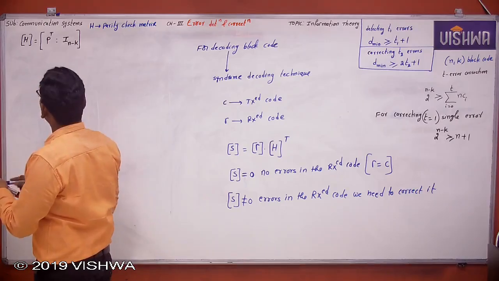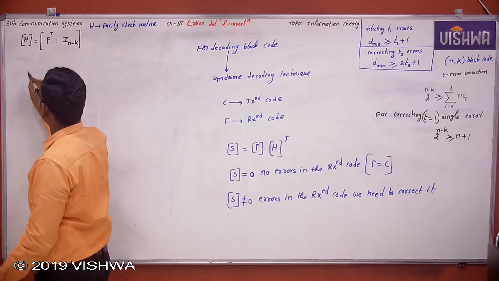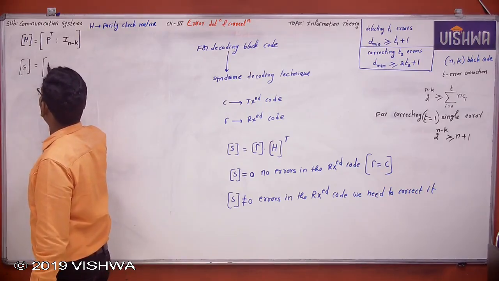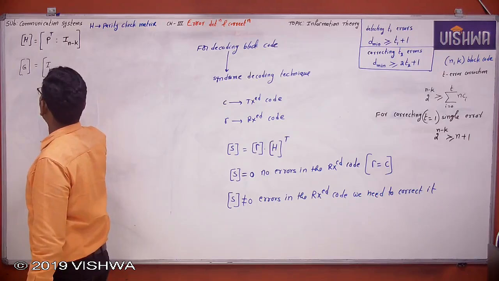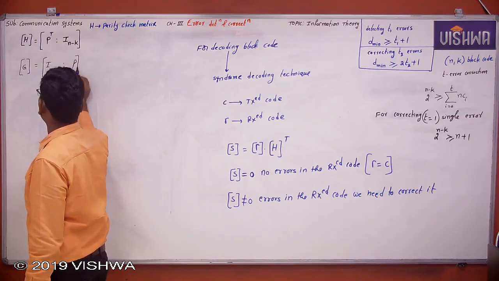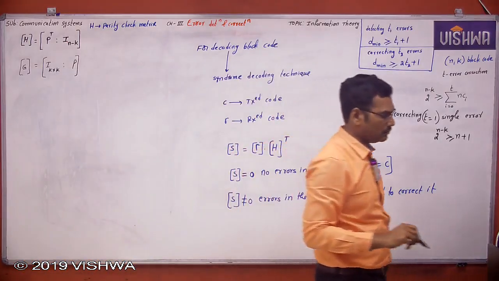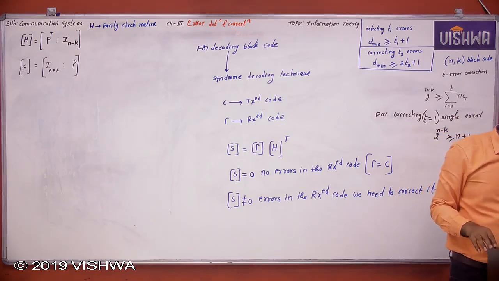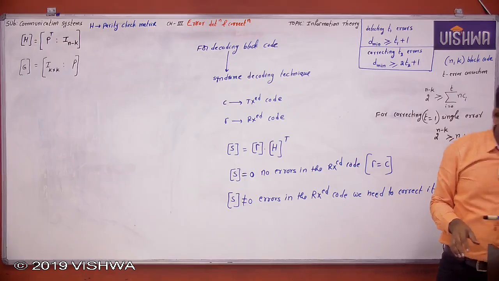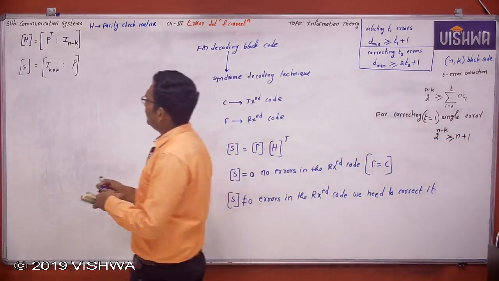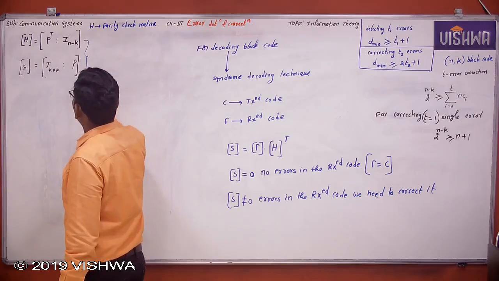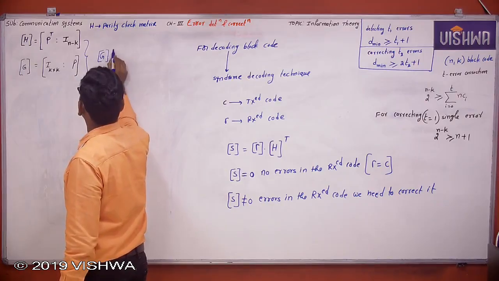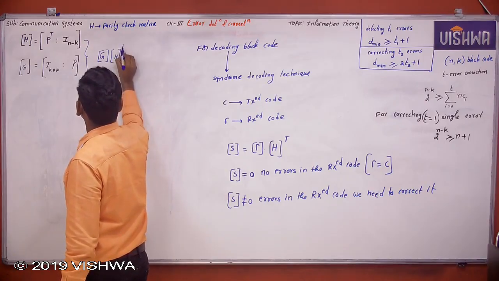Now see, this is a parity check matrix. And what is the generation matrix? In the generation matrix, the first part is the identity matrix and the second part is the parity matrix. The relation between the generation matrix and the parity check matrix is G into H transpose is equal to 0.